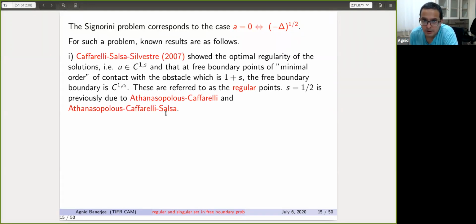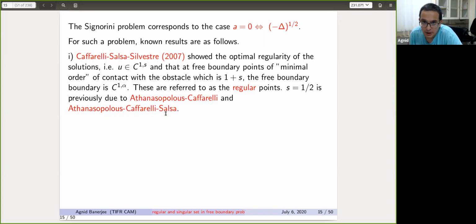Now, for such a problem, the known results are as follows. In 2007, Caffarelli, Salsa, and Silvestre showed the optimal regularity of the solutions, which is C^{1,s}. So in the case when s equals 1, we were able to show that the solution was C^{1,1}. So it's kind of analogous, because now the order of the operator is s.